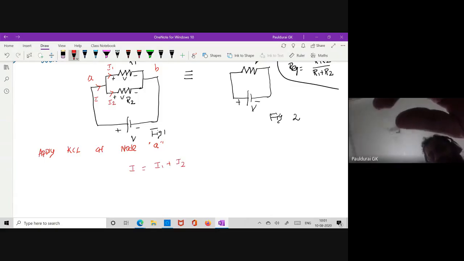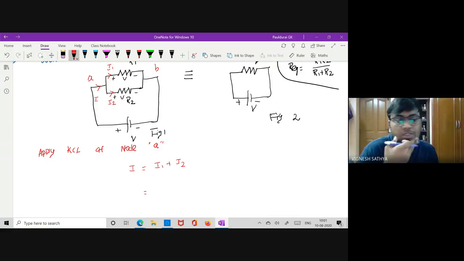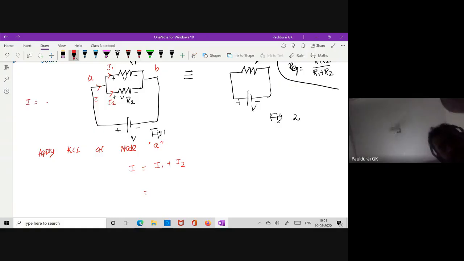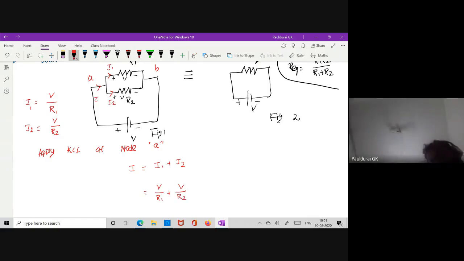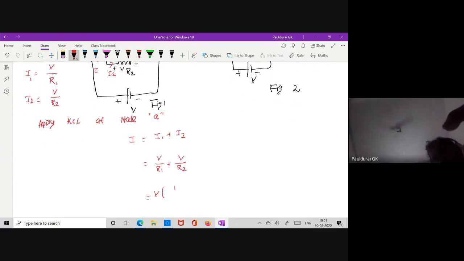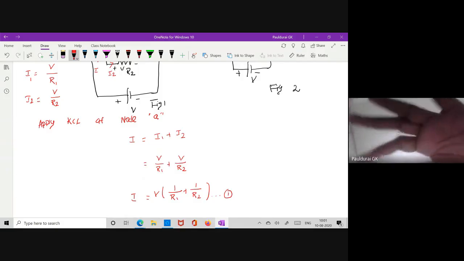Who is I1? What is the value of I1 from Ohm's law? We know that I equals V by R, so here I1 equals V by R1. Very good. I2 equals V by R2, same V but R2, right? So I is V by R1 plus V by R2. Here V is common, so take V as common. It becomes V times 1 by R1 plus 1 by R2. Now this is my I. Take this as equation number 1.